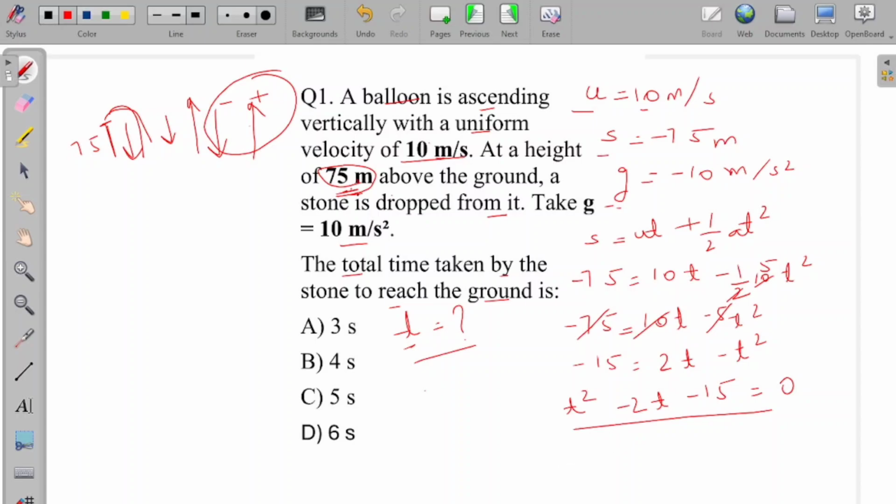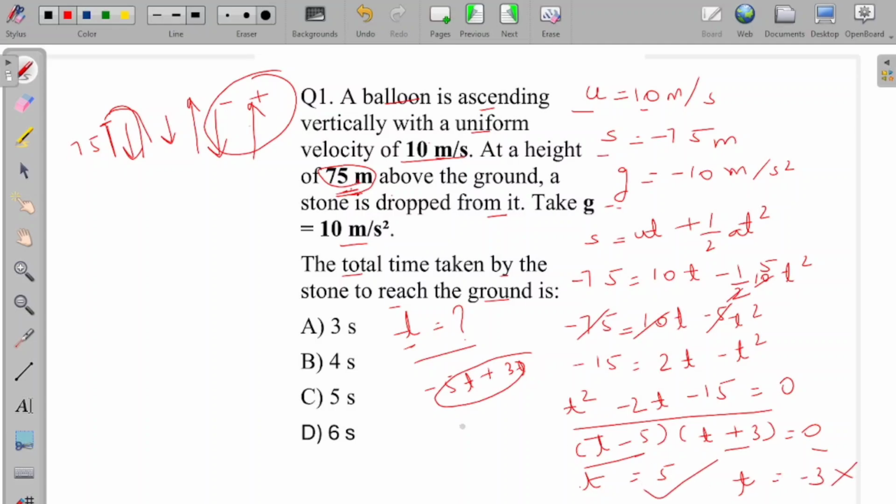Minus 2t can be written as minus 5t plus 3t, right? And when we solve this quadratic equation, we will get t minus 5 and t plus 3 is equal to 0. By equating this with 0, we will get t is equals to 5. By equating this with 0, we will get t is equals to minus 3. Time cannot be minus 3, so the answer is 5 and C option is correct.